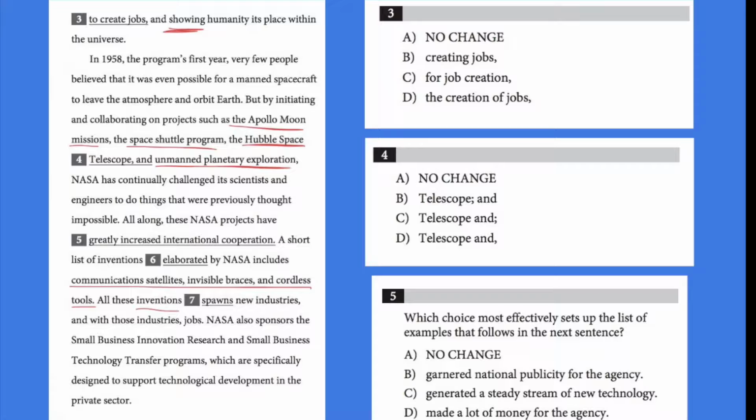Reading on, in 1958, the program's first year, very few people believed that it was even possible for a manned spacecraft to leave the atmosphere and orbit Earth.